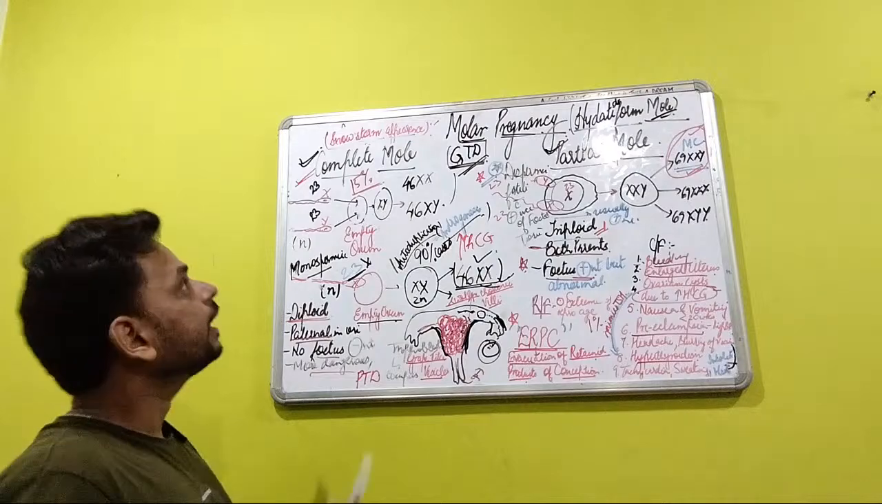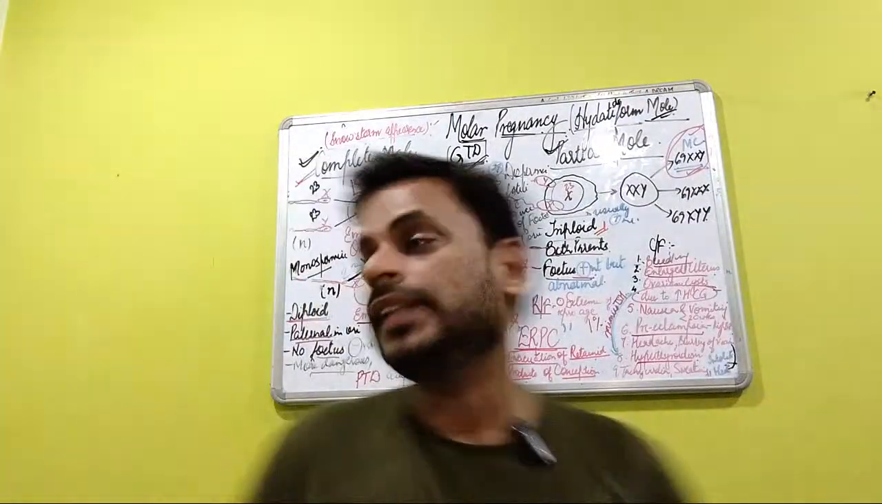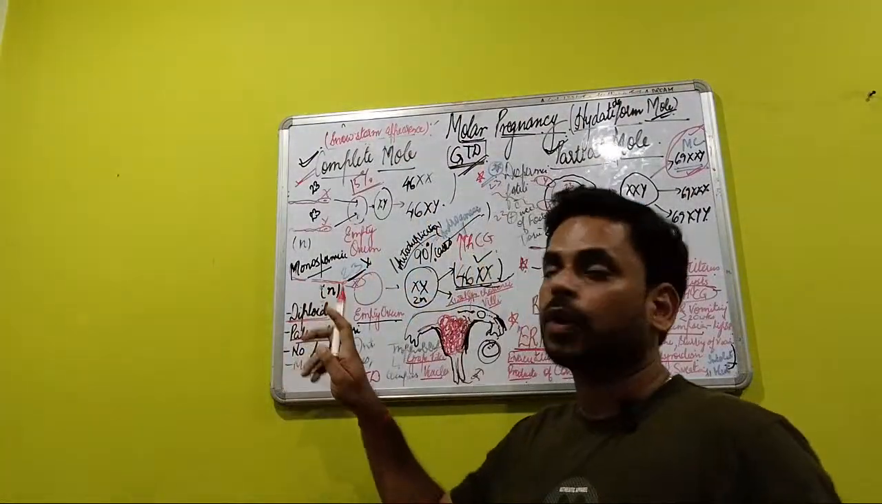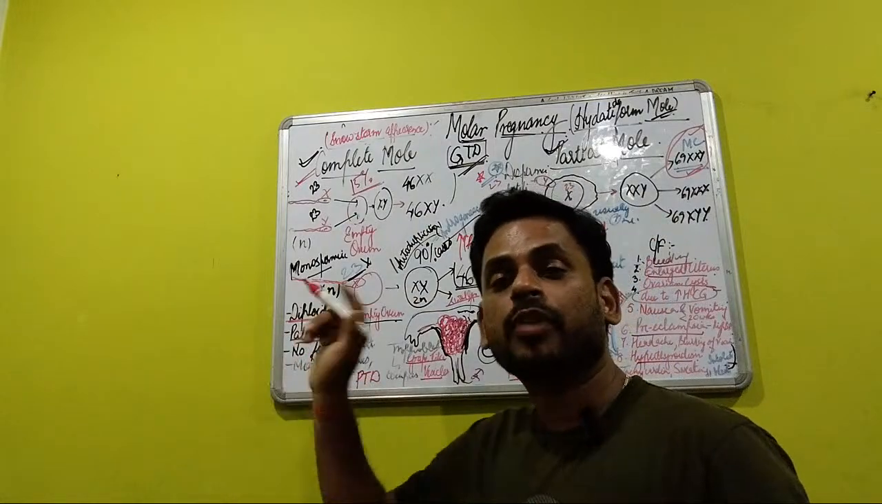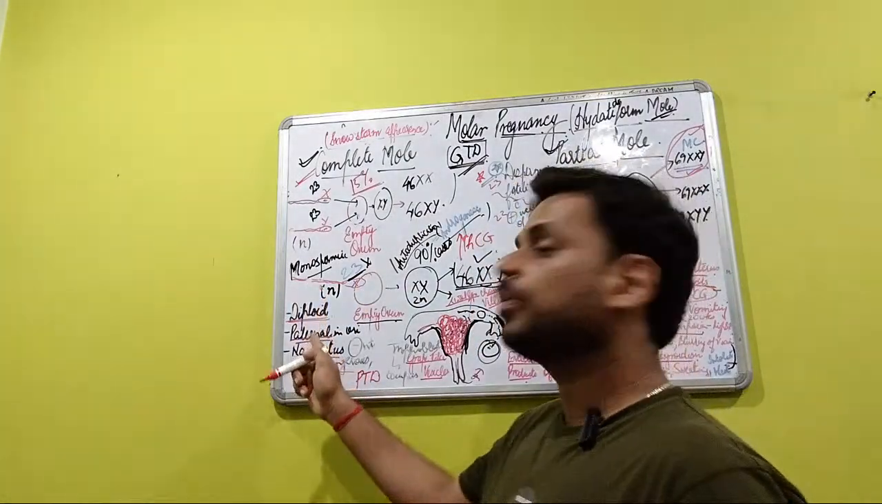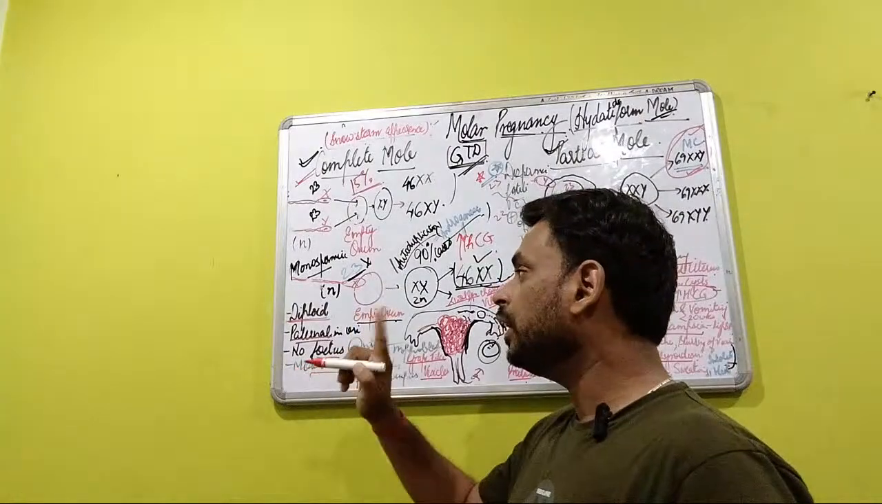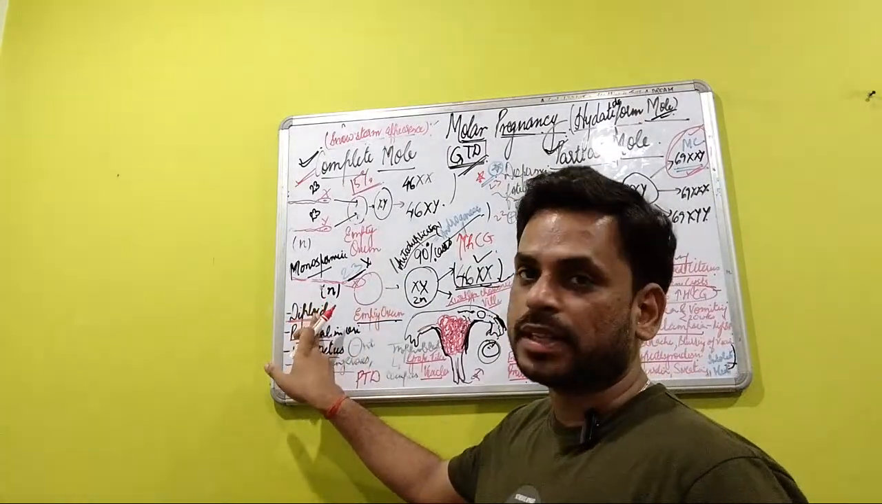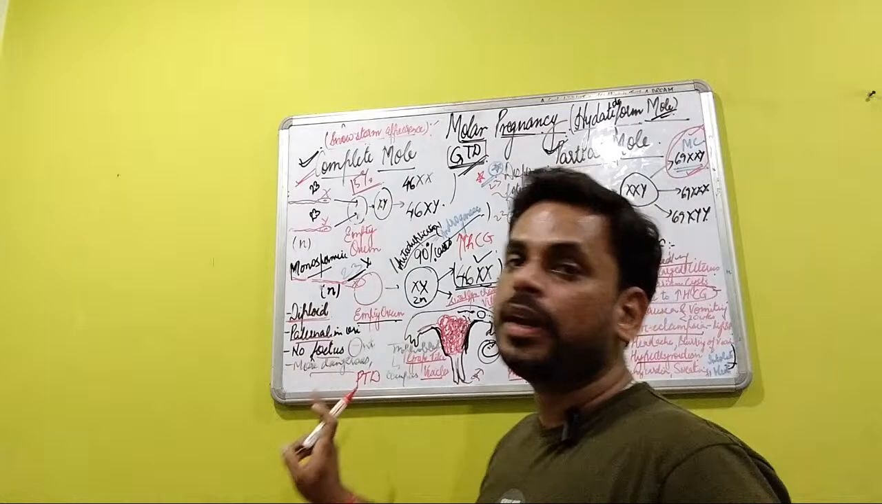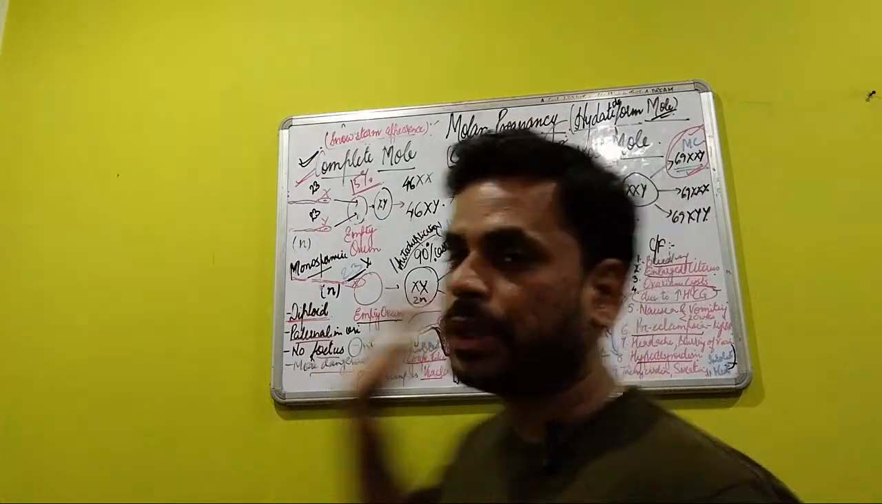In the case of complete mole, there is no fetus. The chromosomal material comes from only one of the parents, so it is paternal in origin. The cells formed are diploid, and this is a more dangerous condition as compared to a partial mole.